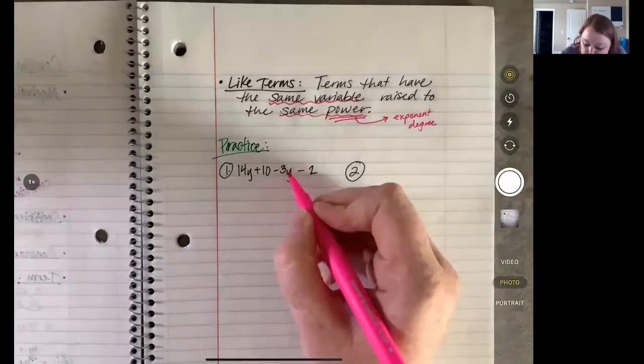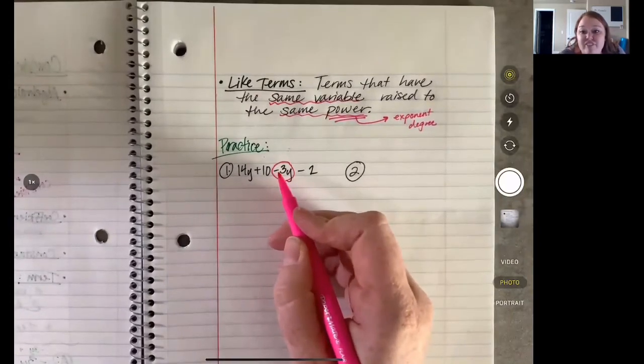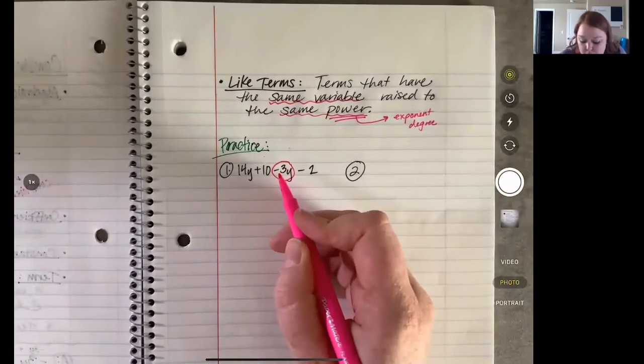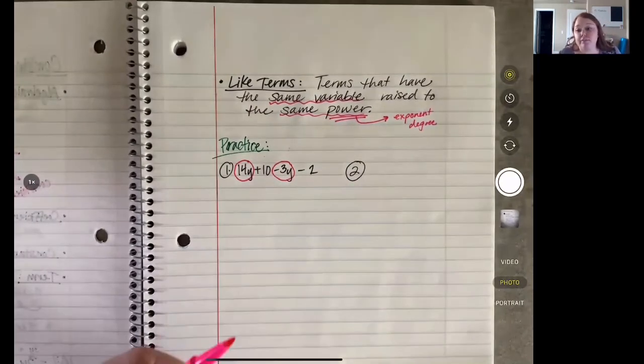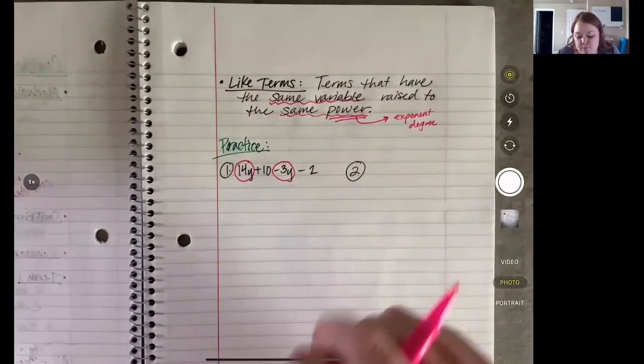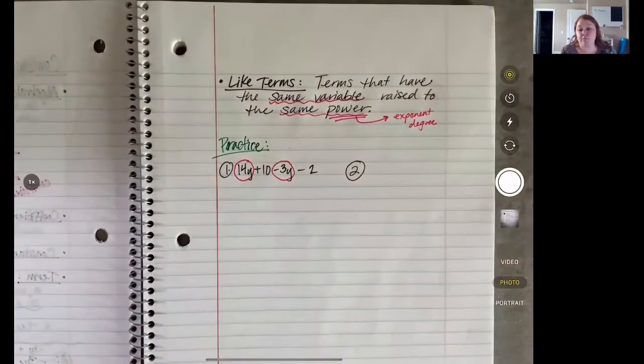Well, I see this negative 3y. Notice how I circled the negative in front of it because it's negative 3y. So 14y and negative 3y are friends. They are like terms. They have the same variable raised to the same power. So if they are like terms, we can put them together. What I mean by put them together is I can add or subtract them.